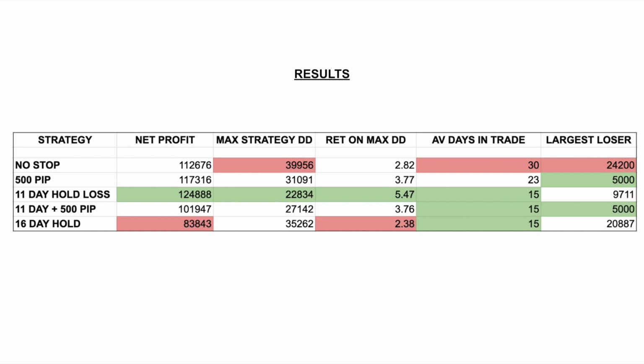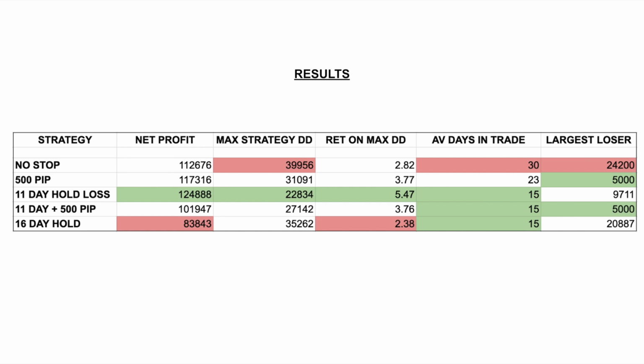If we look at the top result for the no stop loss, we got a net profit of 112,000, but the average days in trade are 30 days. But let's say using the 11-day hold if showing a loss, for argument's sake, let's say it also makes the same net profit, 112,000. It does actually make more, but it makes that with an average days in the trade of only 15. So it's half the time in the market as using the no stop loss. So as far as I'm concerned, that's twice as efficient.